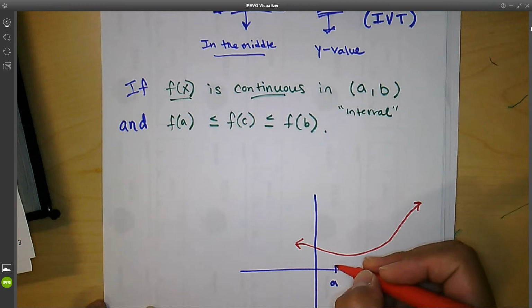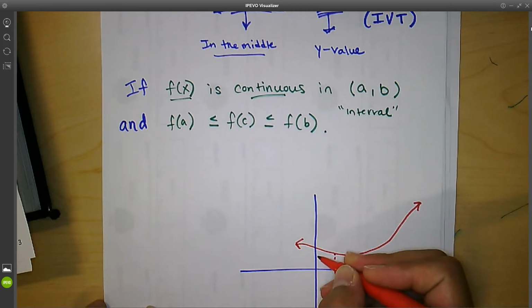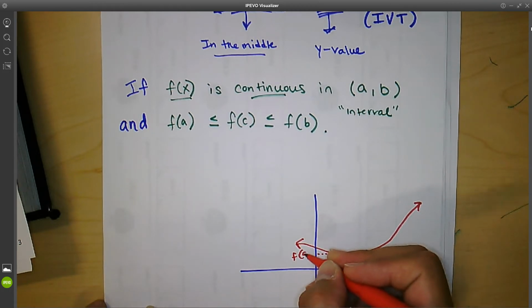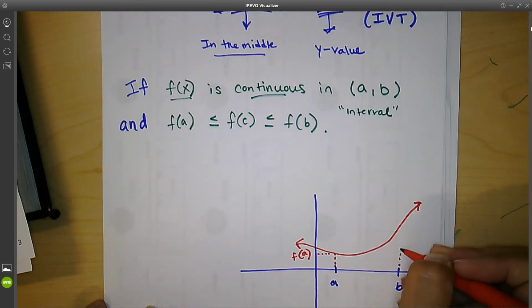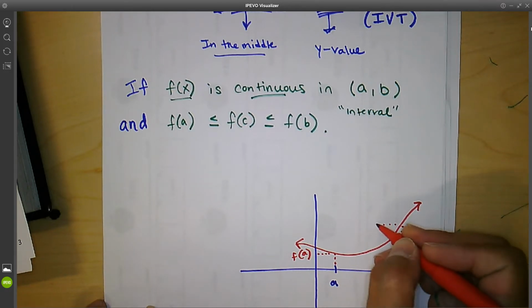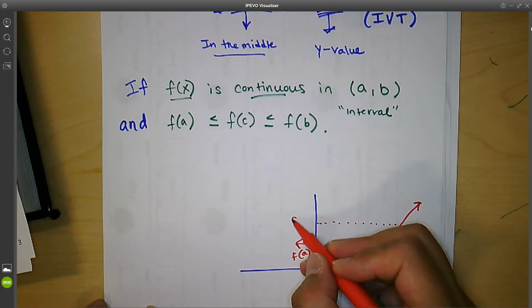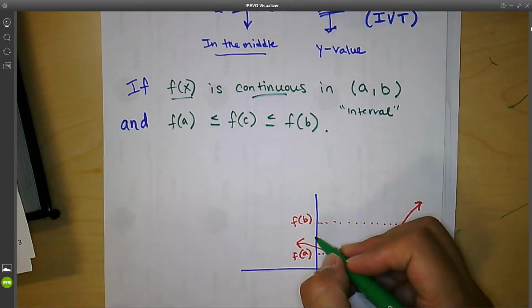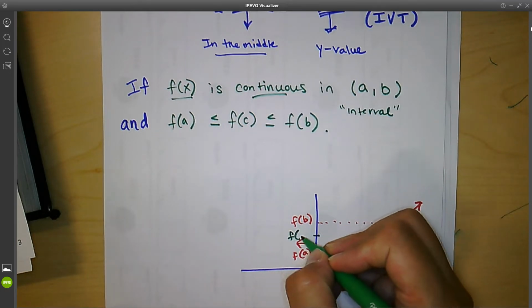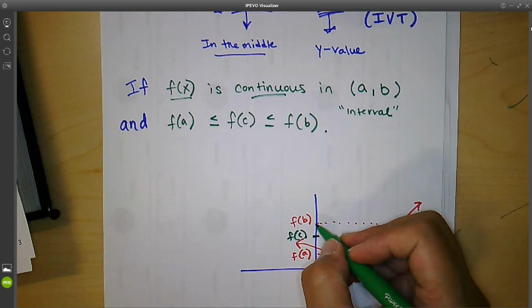Okay. This is A. The y value is f of A. This is B. The y value is f of B. Where am I going to draw f of C? In the middle, on this axis. So draw f of C there, in the middle. It has to be in the middle. This condition needs to be true.